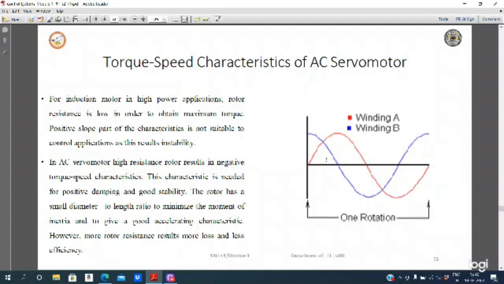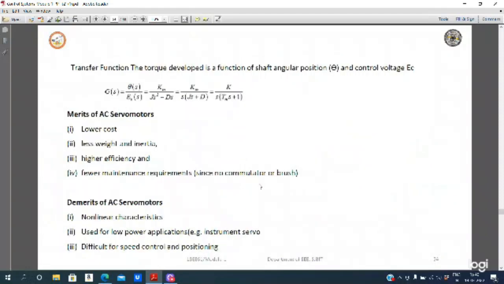See here, winding A will produce like this and winding B will produce like this. There is a difference in phase. Because of this only, the torque is going to be created in the AC servo motor.